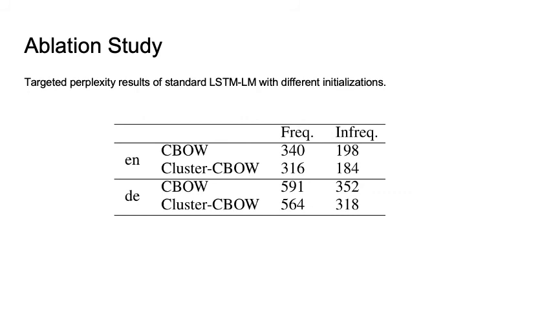The next part is the ablation study, and we use targeted perplexity results to analyze the gain from our method. If the current input word is frequent, we get its perplexity score and regard the score as part of the frequent words group, and the other as the infrequent group. As you can see in the table, our method is better for both frequent and infrequent words.